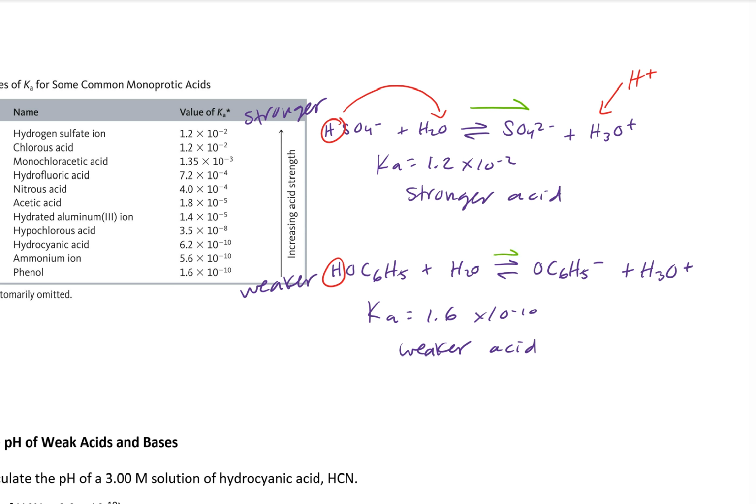So if the size of these green arrows show you how product favored these acids are, the first one is going to produce more product than the second one. And that's why its Ka value is going to be larger. So the Ka value shows you the extent to which that acid produces ions and dissociates. The bigger the Ka value, the stronger the acid.